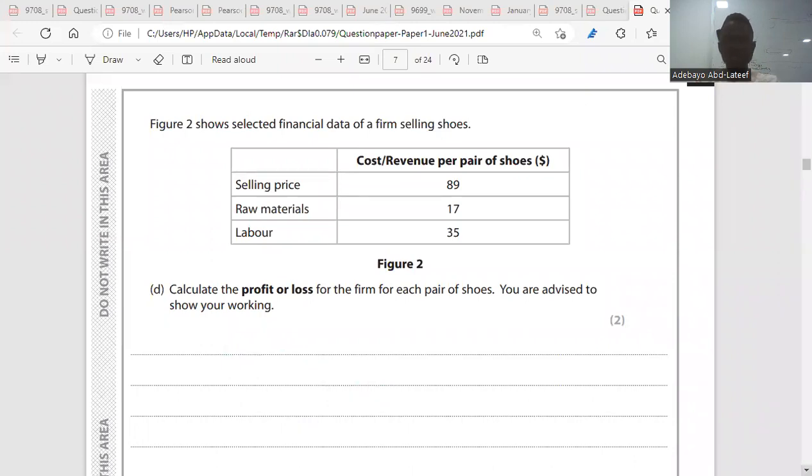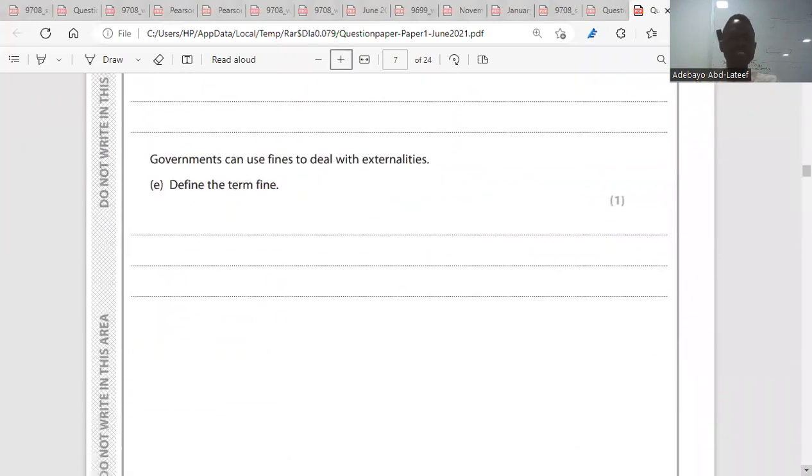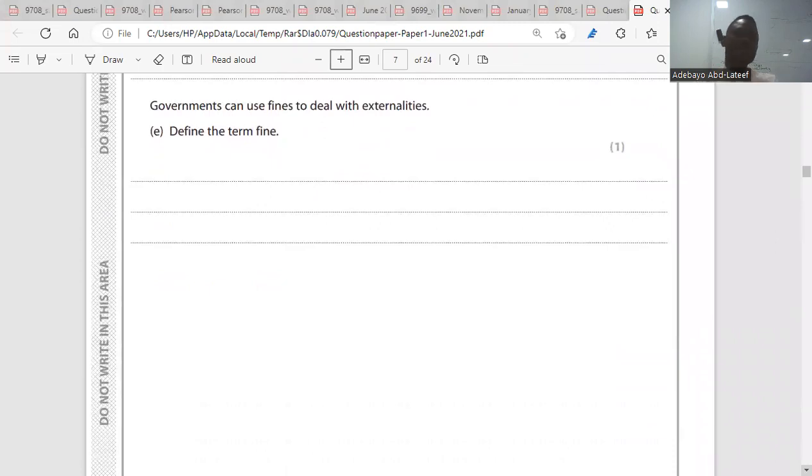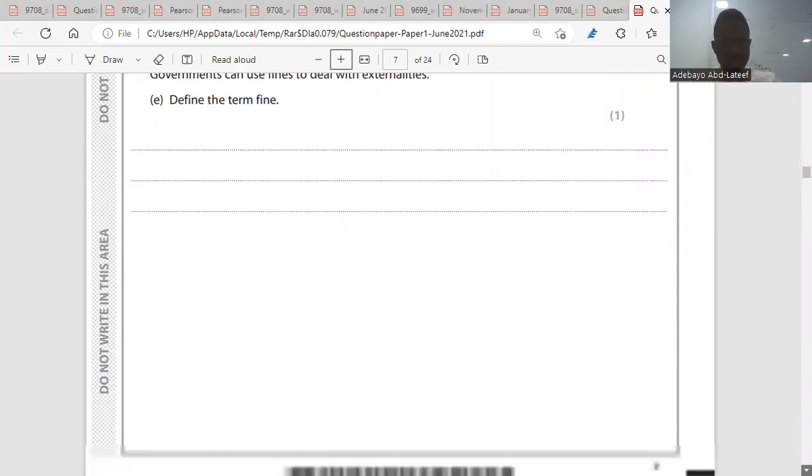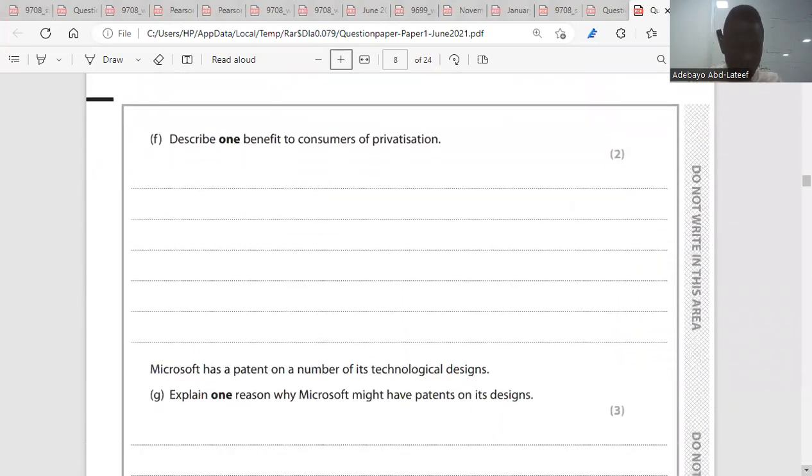We go to question E. It says define the term fine. A fine is a financial penalty given to a business or a firm that is careless in its operation. So a fine is a financial penalty given to businesses by government because they are careless or they are negligent about their operations. So that's E.